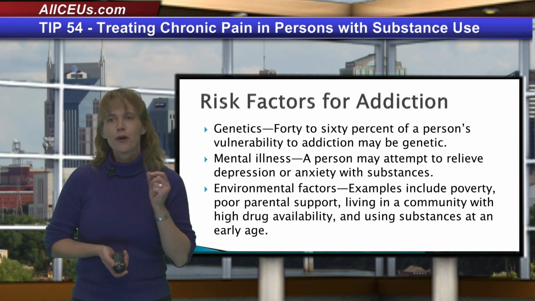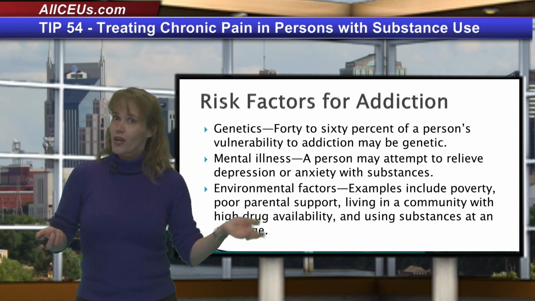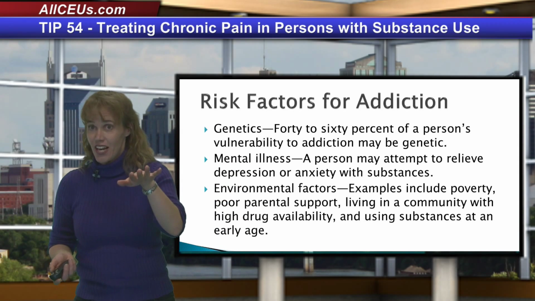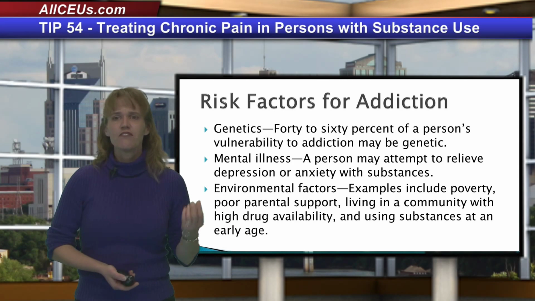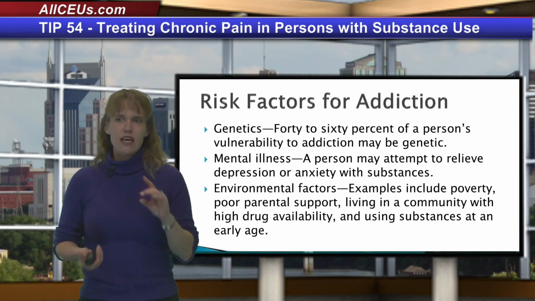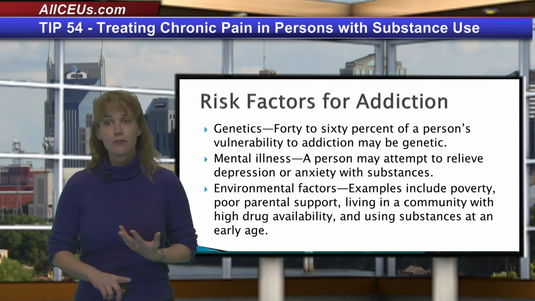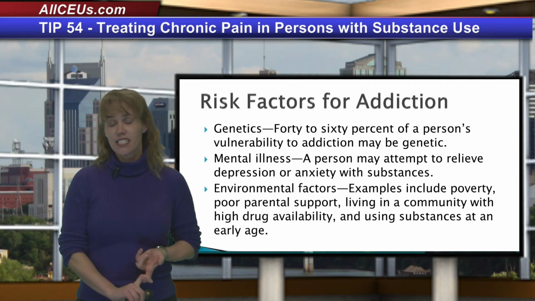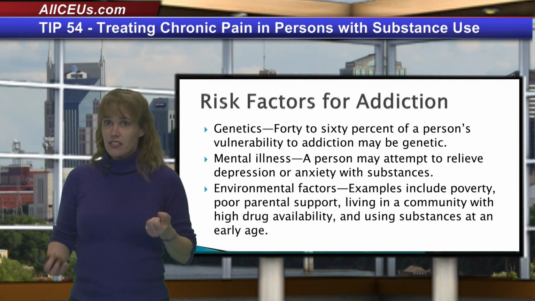Mental illness. A person may attempt to relieve depression or anxiety with substances. We also know that mental illness is genetic. Is there a pattern here? And environmental factors. Examples include poverty, poor parental support, living in a community with high drug availability, and using substances at an early age.